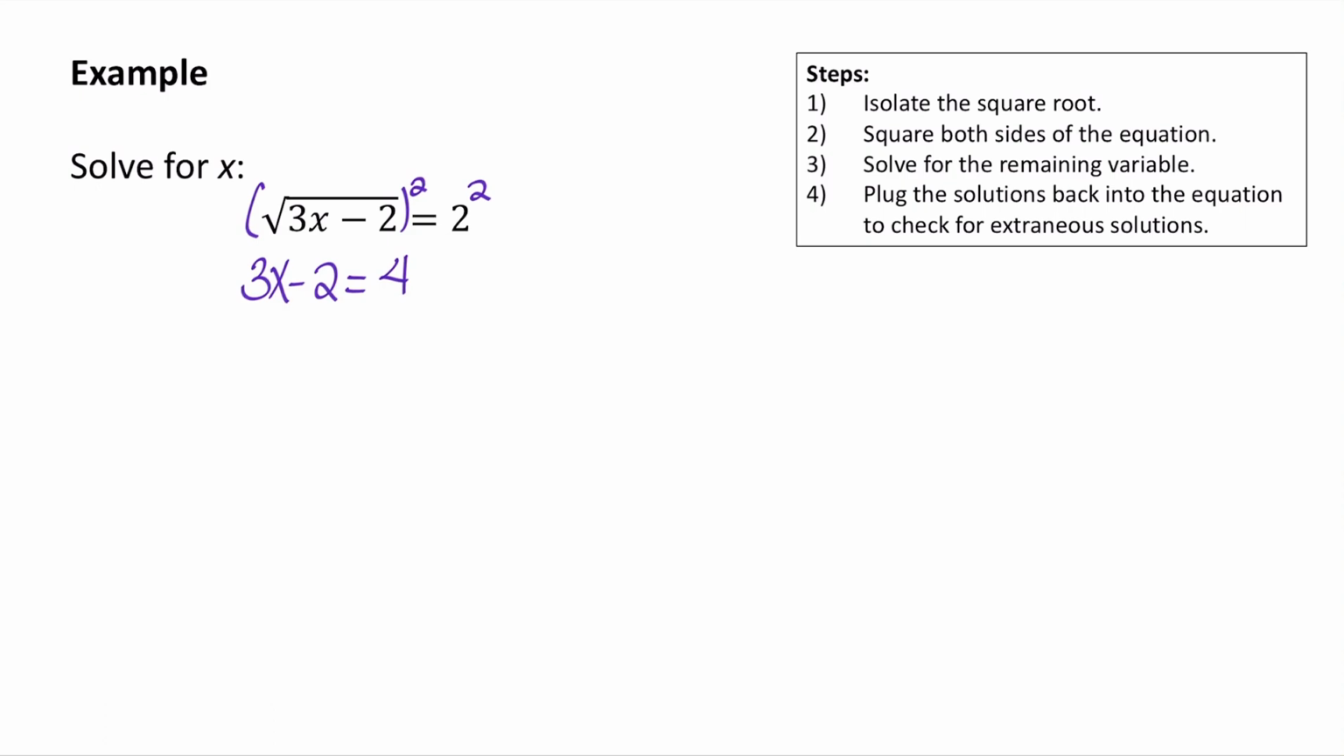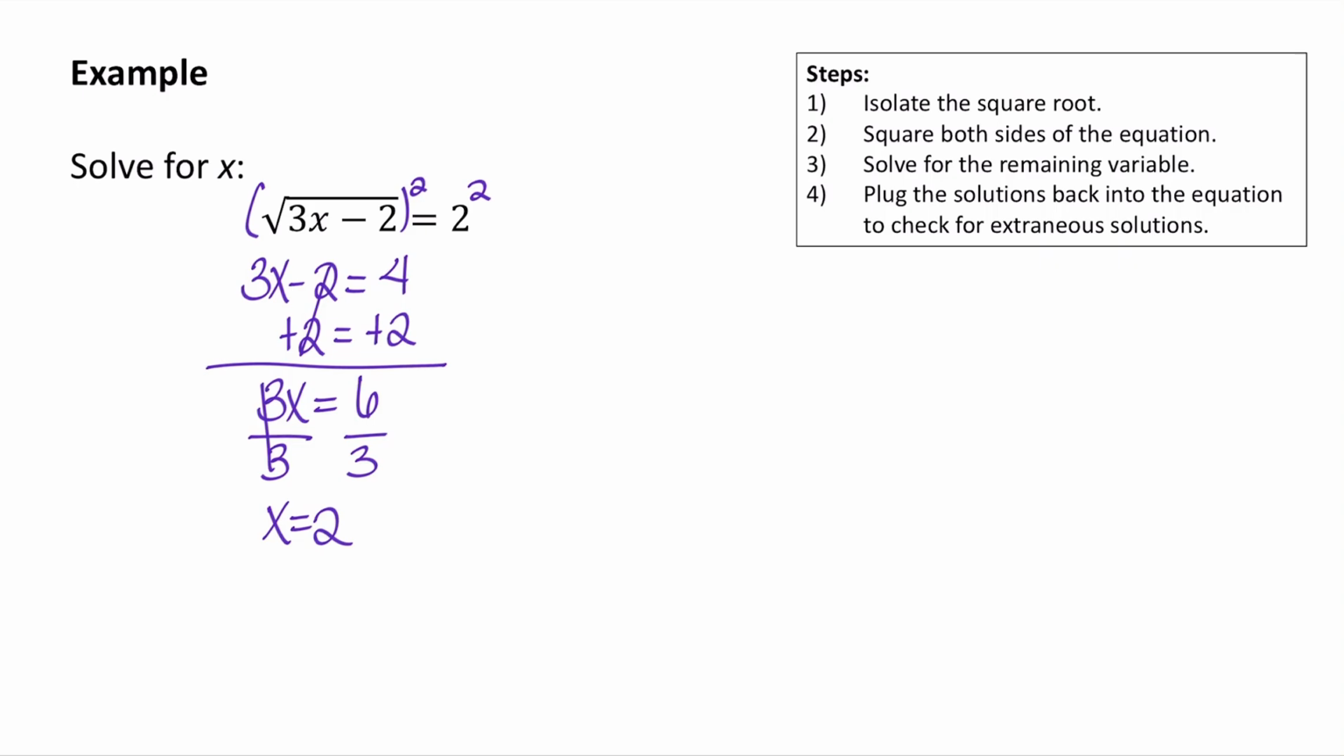Now to solve for x, we're going to start off by adding 2 to both sides. When we do that, we get 3x equals 6. And then we divide both sides by 3, which gives us x equals 2. So now we have x equals 2.